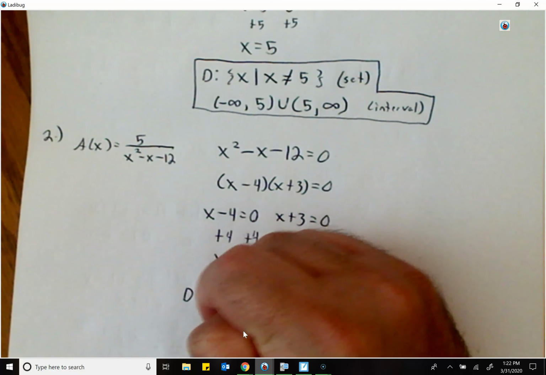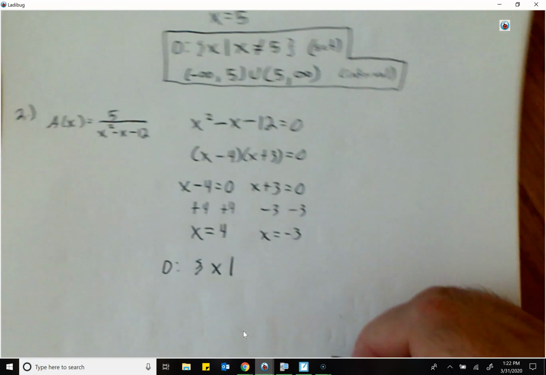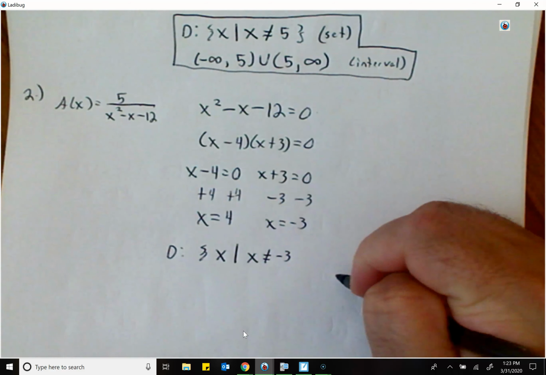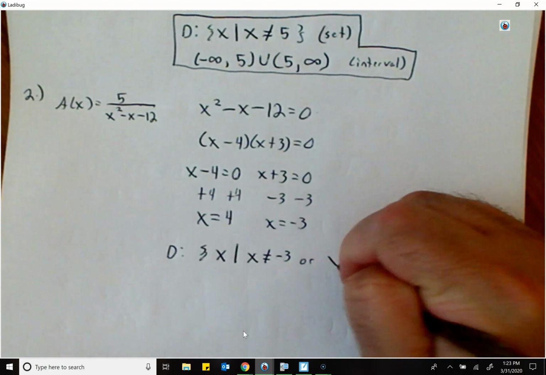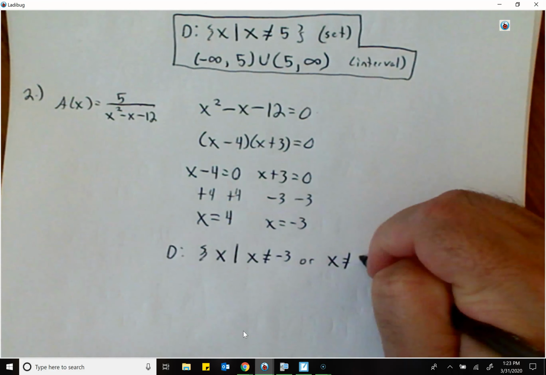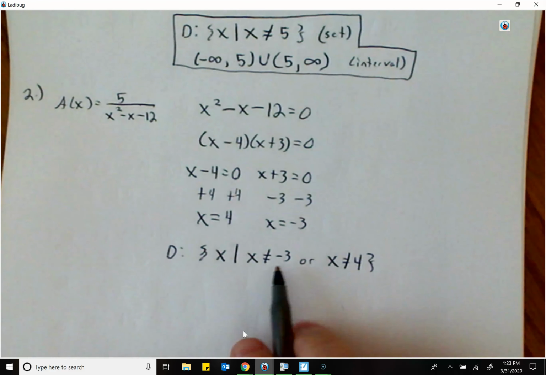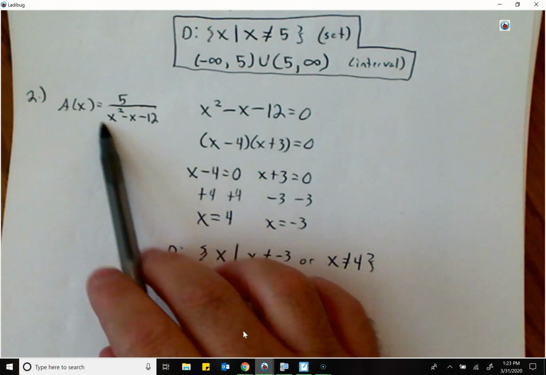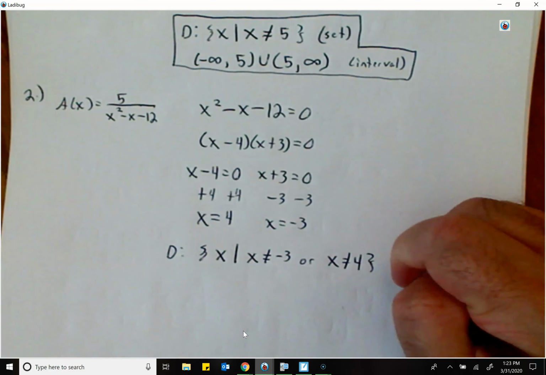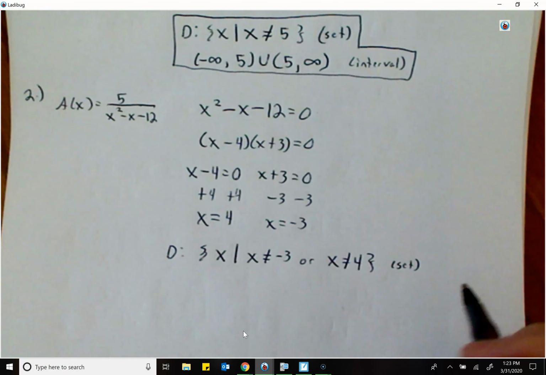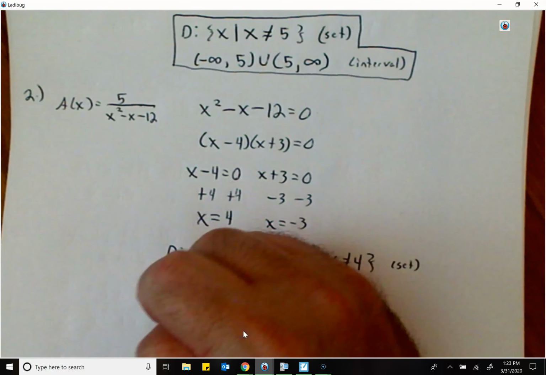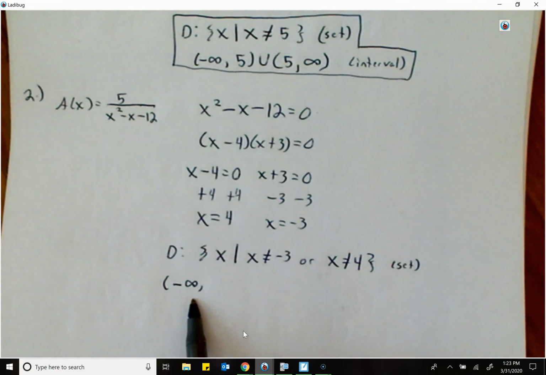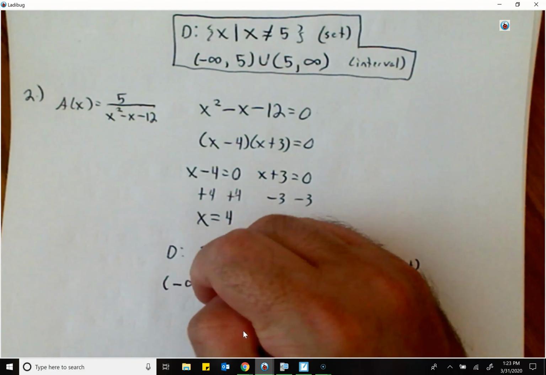Our domain is that we like every number but x equal to negative 3 or x equal to a positive 4. Those are the two numbers we're going to throw out because, again, those are the numbers that make this denominator 0. So that's the set answer. If you do the interval answer, it's going to look like this. We're going to start at negative infinity, and we're going to go up to our first problem number, which is negative 3.